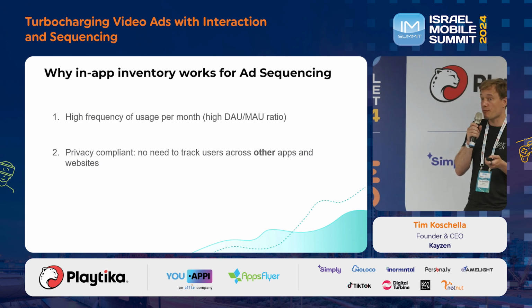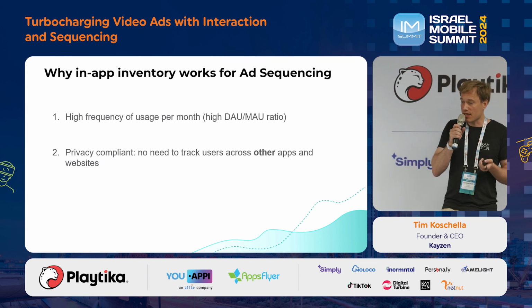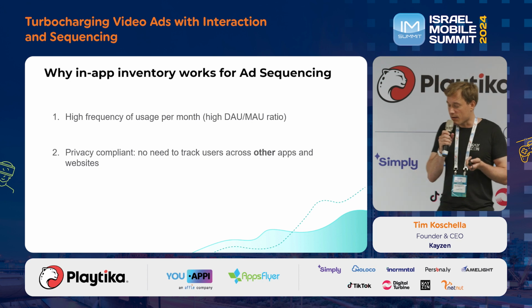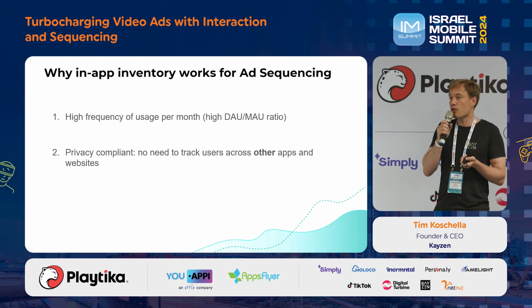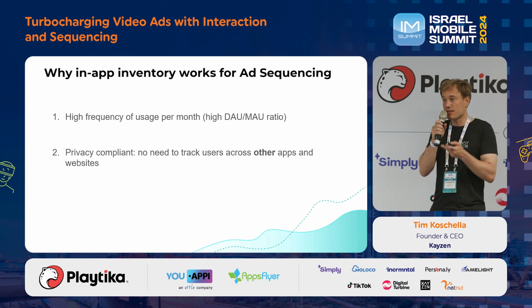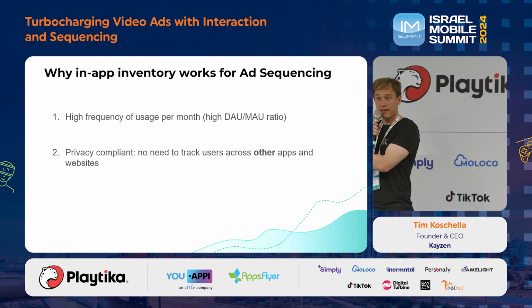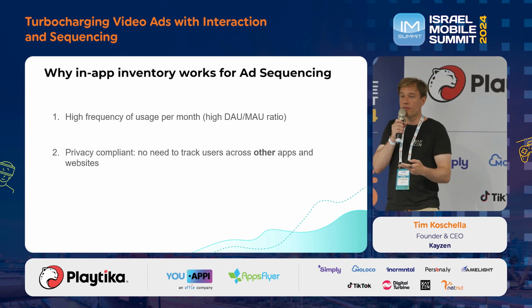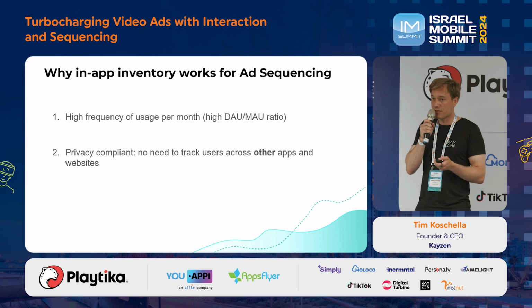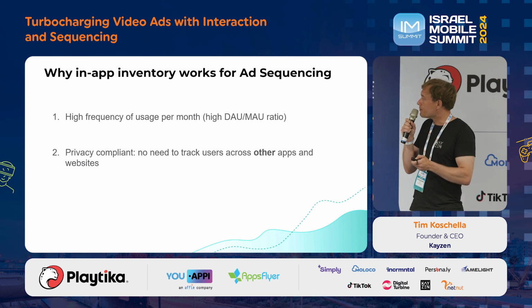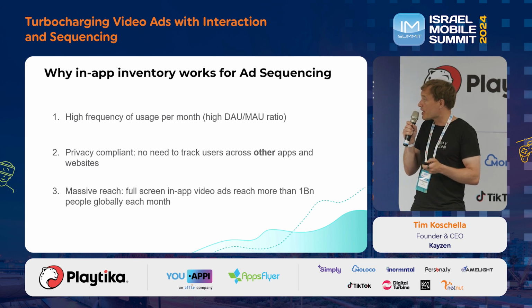The second thing is it's privacy compliant. That may be a bit counterintuitive, but it is privacy compliant because we do not need to get the user device ID to track them across many apps. It is sufficient if the same user goes back to use Duolingo over and over again, like in this example, and we reach them within this app. That is totally sufficient.